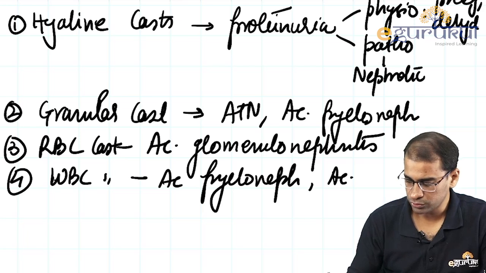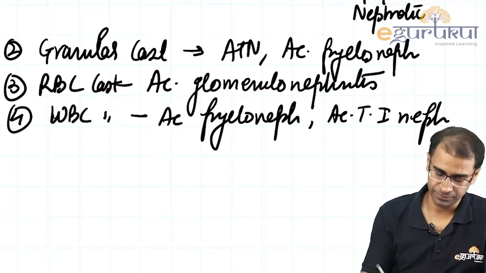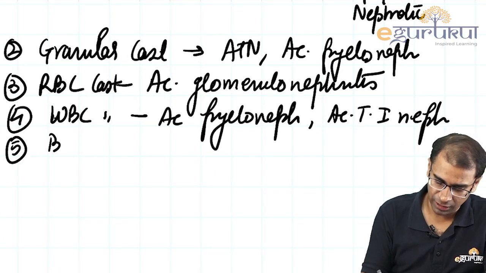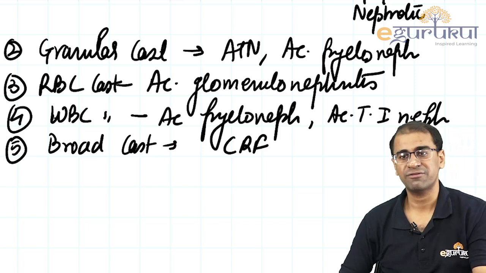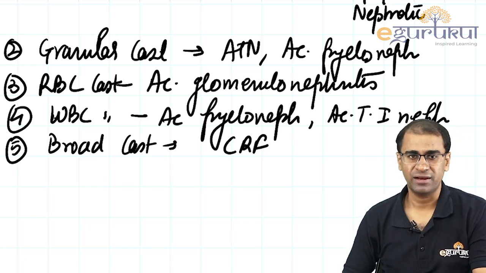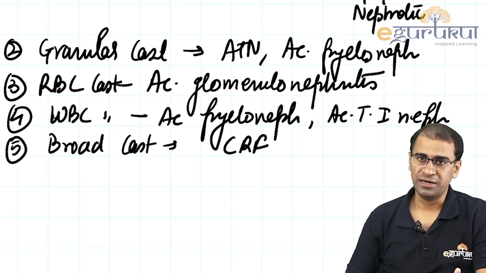along with acute tubulo-interstitial nephritis, and finally there can be a broad cast. Broad cast is very importantly seen in chronic renal failure, CRF. These are various types of casts and the conditions in which they are seen.